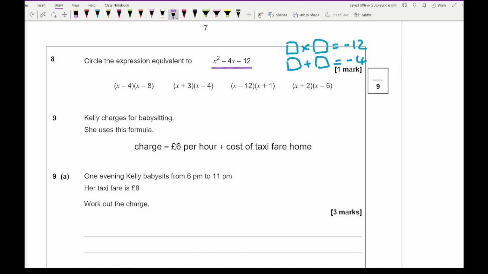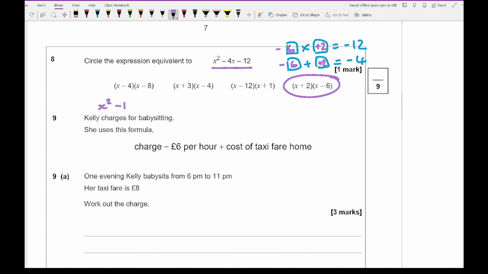So again, looking at the first method of trying to factorise it, our two numbers are going to be minus 6 and positive 2. So then what we're looking for is x plus 2 and x minus 6, in which this is going to be our correct answer.